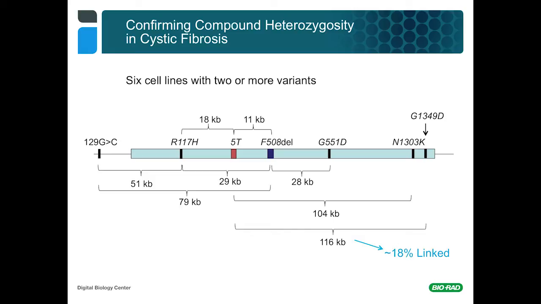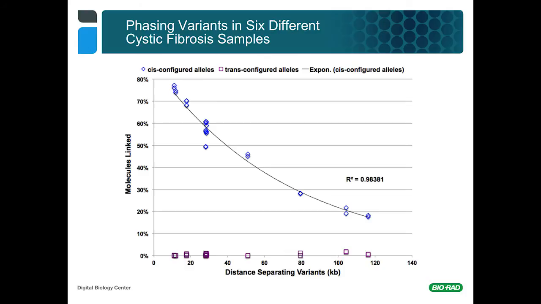We designed assays for each locus and measured linkage for all possible combinations. For the loci separated by 116 kb, we measured 18% of the molecules to be linked. We calculated the percentage of linked molecules for all the variants across the 6 cell lines and found the distance separating the variants was a good predictor of how much DNA remained intact after sample preparation.